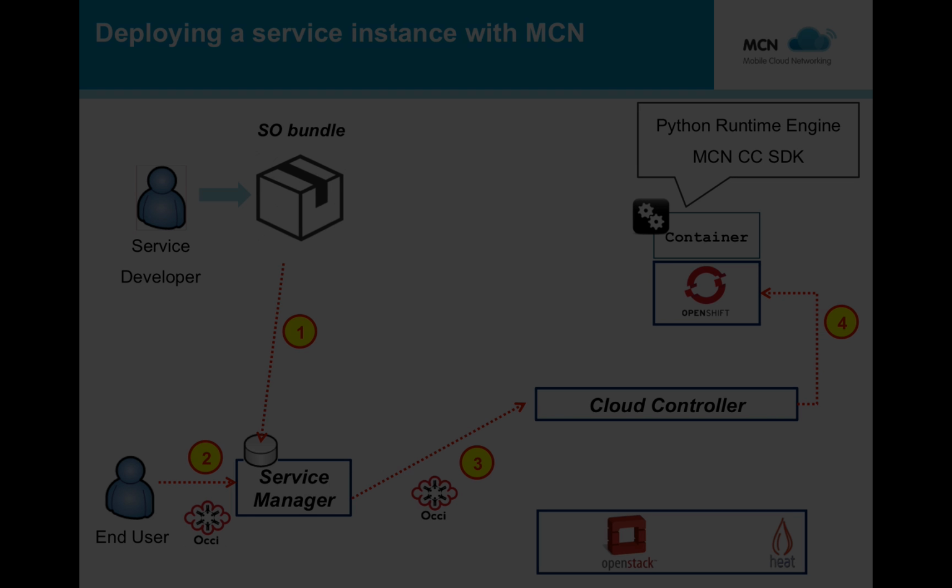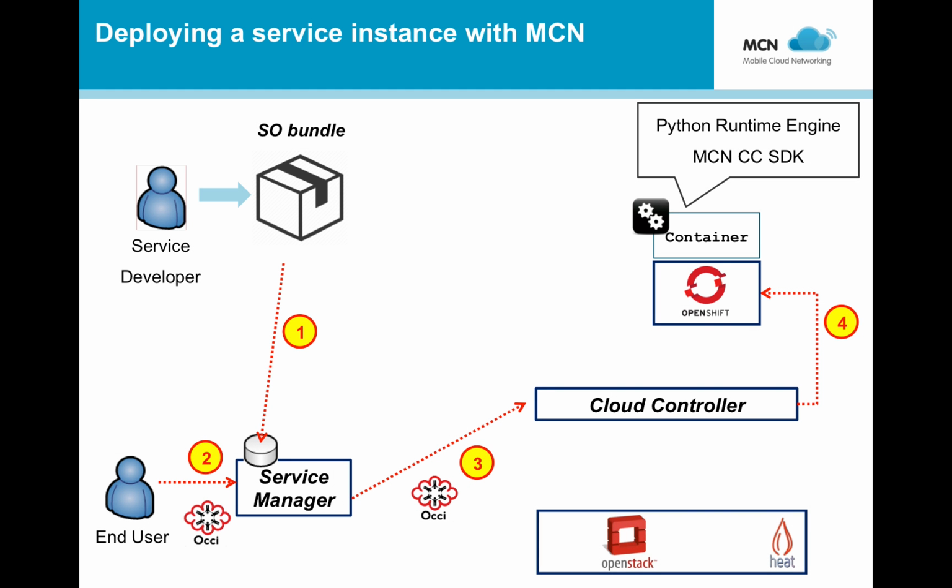The next two slides show the flow of requests between each component. These steps are repeated for each new service creation request. First, the end user requests a new instance of the service to the service manager. This triggers a request. At step 3, the cloud controller deploys a new OpenShift container, which is deployed with a Python cartridge and configured at boot time to install the MCN Cloud Controller SDK at step 4.